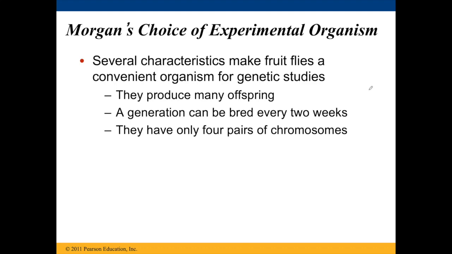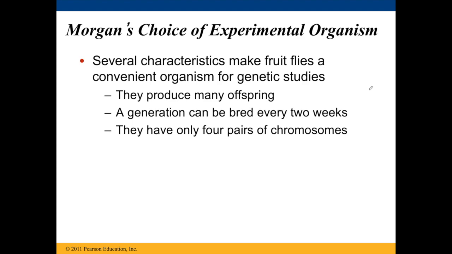So for example, when Mendel was looking at his pea plants, he didn't look at like four baby pea plants from a mating. He looked at like 1,000. Okay, so fruit flies, if you get a couple of fruit flies together, they're not going to make 4 baby fruit flies. They're going to make like 100 baby fruit flies. So it's very easy to get those large sample sizes that you actually need for genetics.